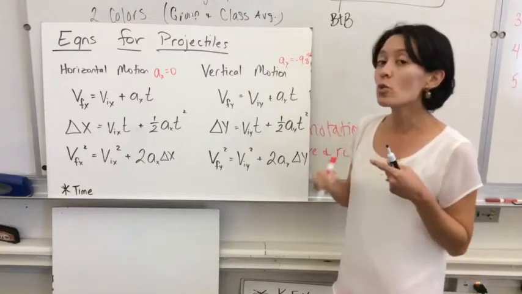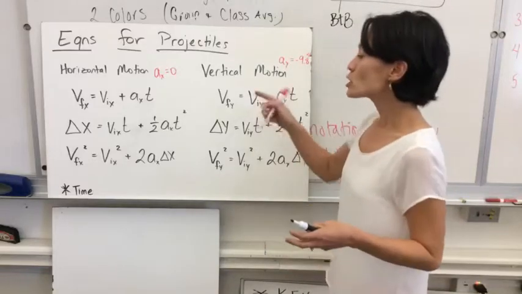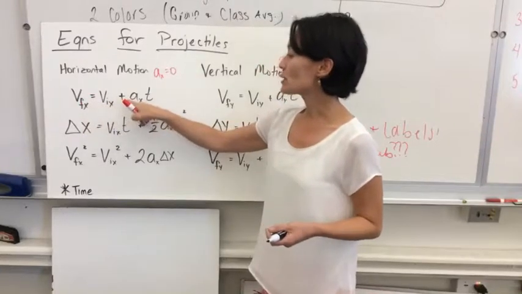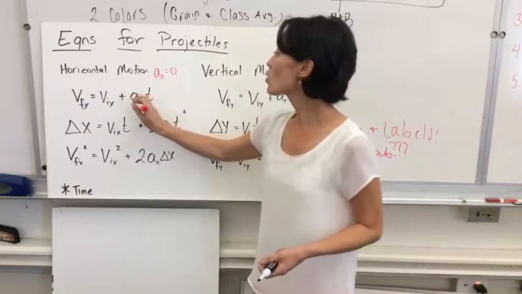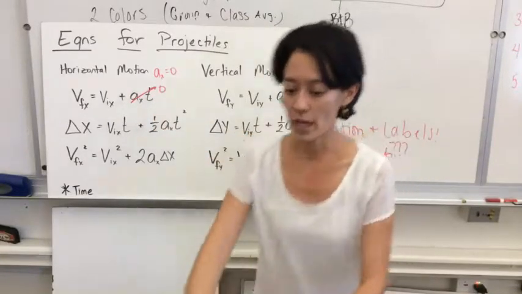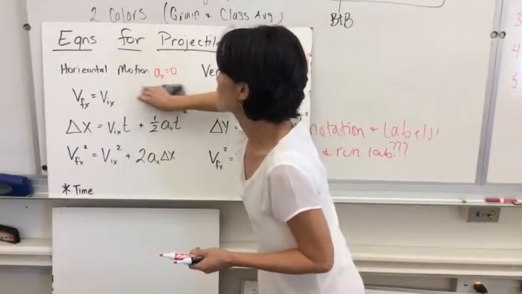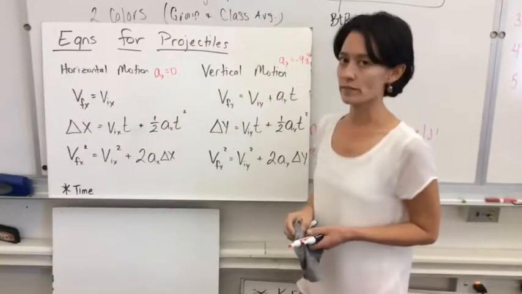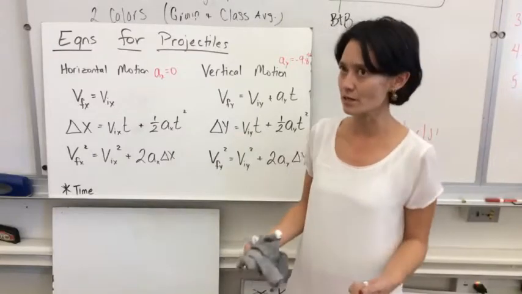So I want to show you what happens to the equations because of the fact that the horizontal acceleration is 0. If we look at the x equations, this one says that v final x equals v initial x plus axt. But if ax is equal to 0, this whole term becomes 0. And if that whole term becomes 0, then that just goes away. And that just tells me that the final x velocity is equal to the initial x velocity. Well, if the object is not accelerating horizontally, it makes sense that the velocity shouldn't change.